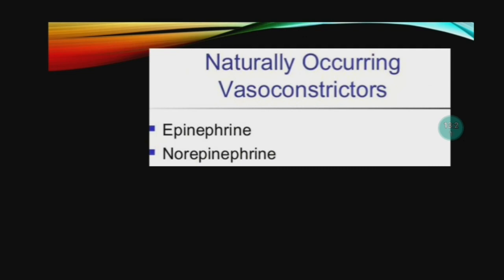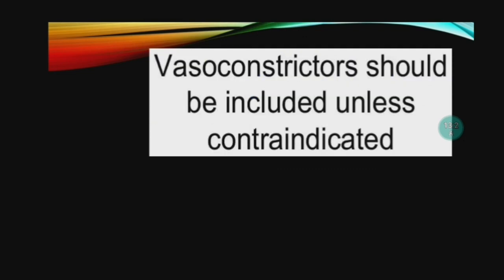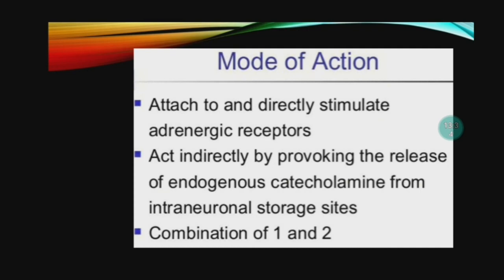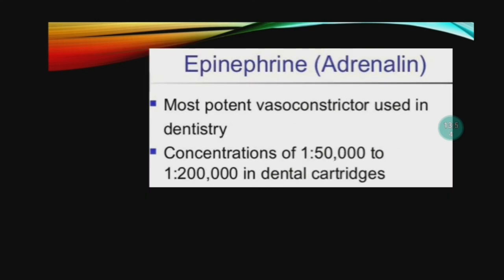The naturally occurring vasoconstrictors are epinephrine and norepinephrine. Vasoconstrictors should be included unless contraindicated. Mode of action: they attach to and directly stimulate adrenergic receptors, act indirectly by provoking the release of endogenous catecholamine from intraneuronal storage sites, or a combination of 1 and 2.